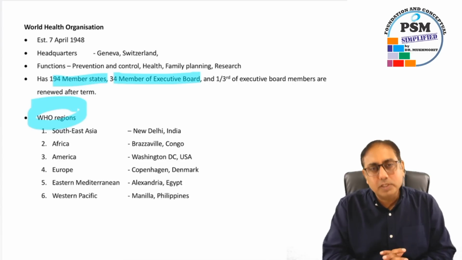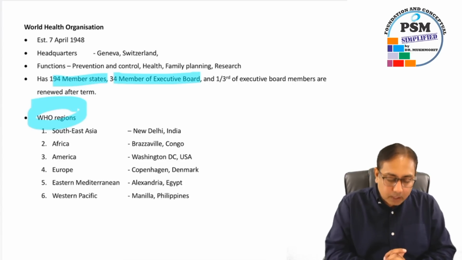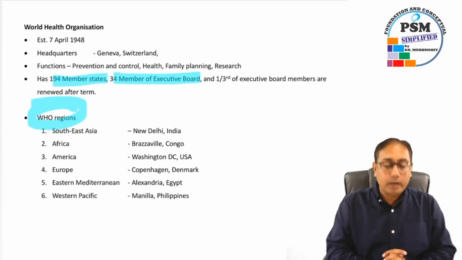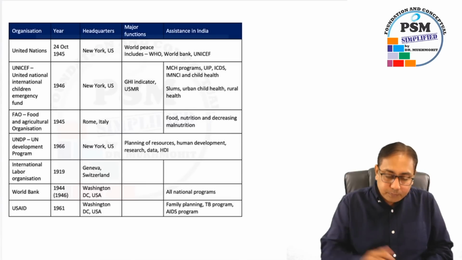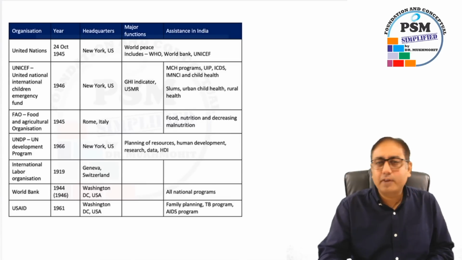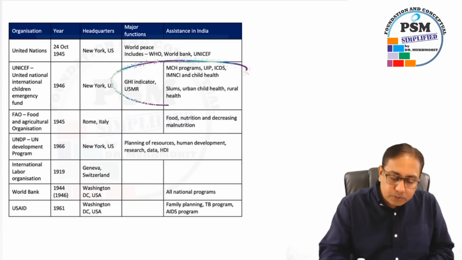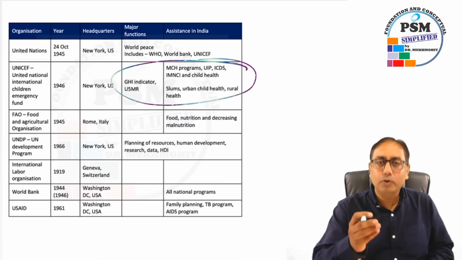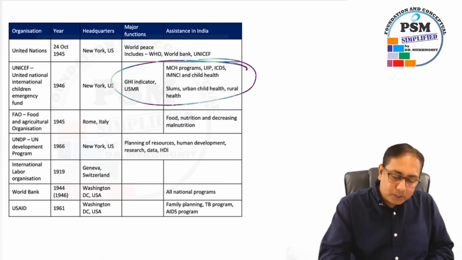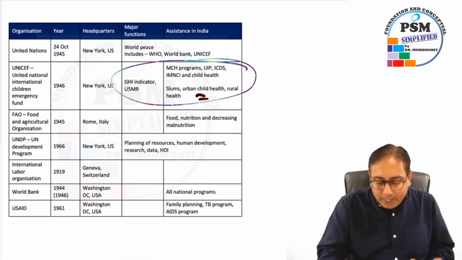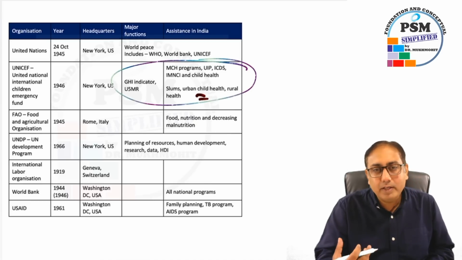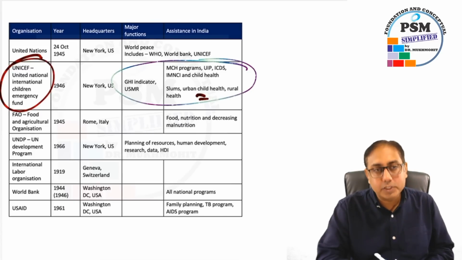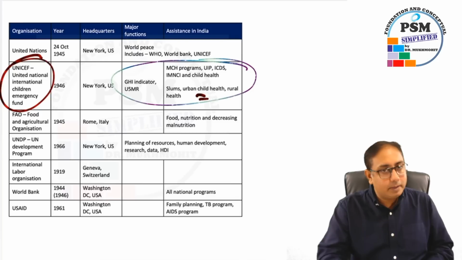Europe, I think everybody knows it's in Copenhagen, Denmark. America is in Washington. Africa is in Brazzaville, Congo, and Southeast Asia is in India. So this has been asked a lot of times: anything which happens to the child in our country, like under-5 mortality rates, global hunger indices, urban child health, rural health, nutrition of the children, school-going children, everything is funded by the United Nations, UNICEF, right?